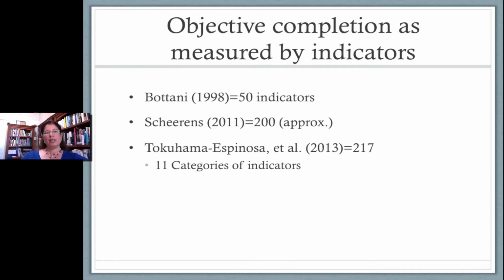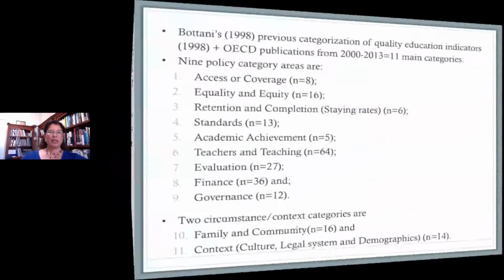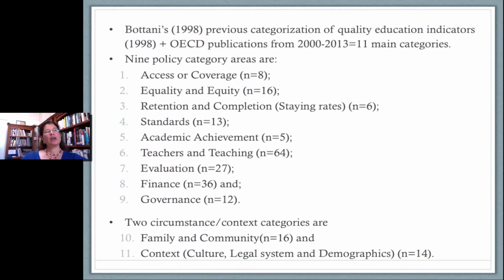When we tried to eliminate duplication, we ended up with a total of exactly 217 indicators, which we separated into 11 categories. These 11 categories were based on two different grand groupings. One related to specific policies, and the other had to do with conditions, circumstances or contexts that were also measured.